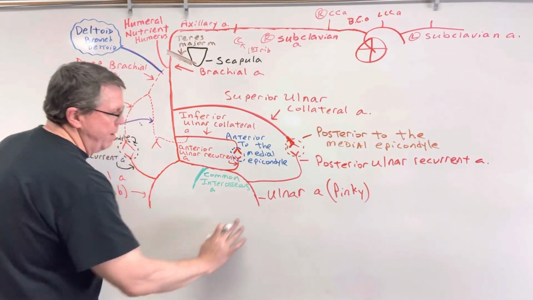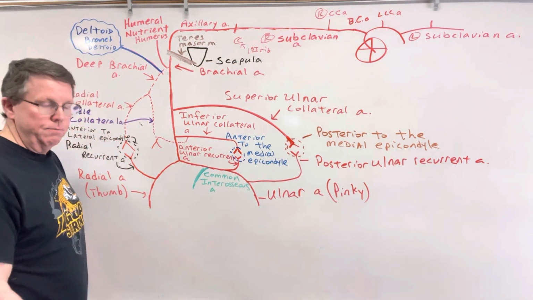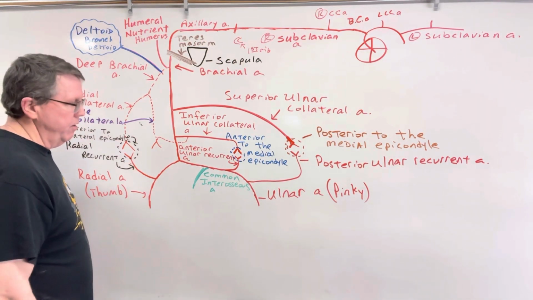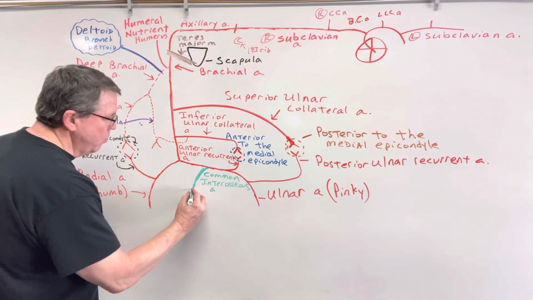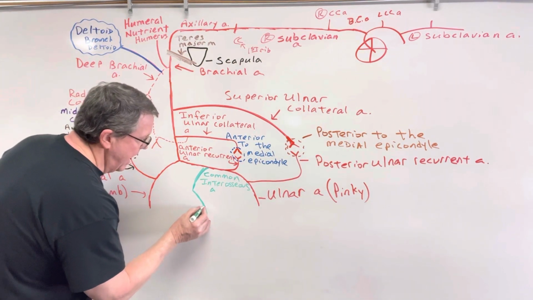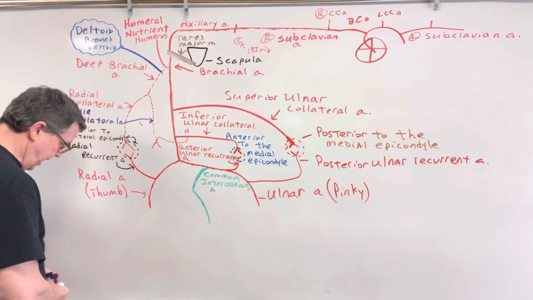There's actually a membrane in here that's called the interosseous membrane. It's between your radius and ulna. You also have another one between your tibia and your fibula. And so what's going to happen is this is going to bifurcate. So now I'm going to have an anterior interosseous artery.